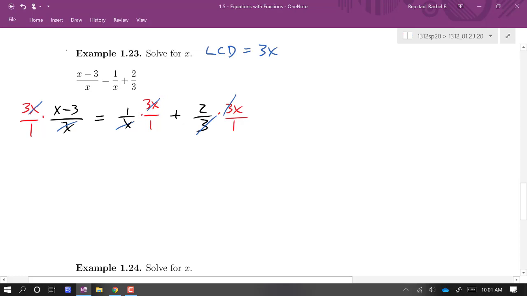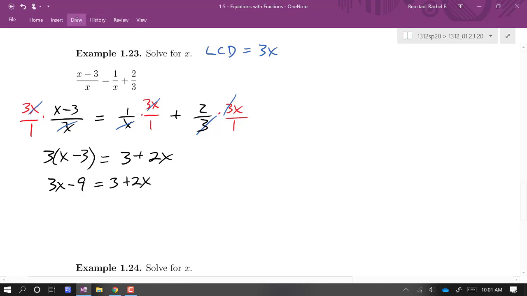What's the equation that we get? 3x minus 3. Good. 3 plus 2x. Good. Nice linear equation. Let's solve it. 3x minus 9 is 3 plus 2x. We get our x's on one side, get the constants on the other side. So we get what, x equals 12.